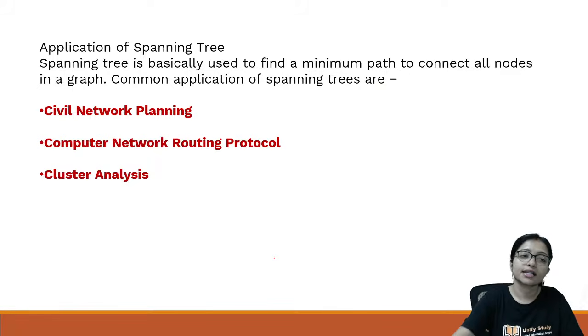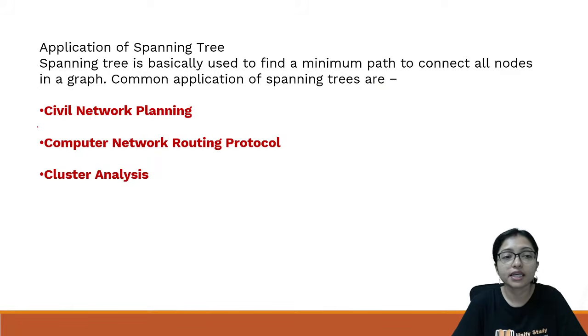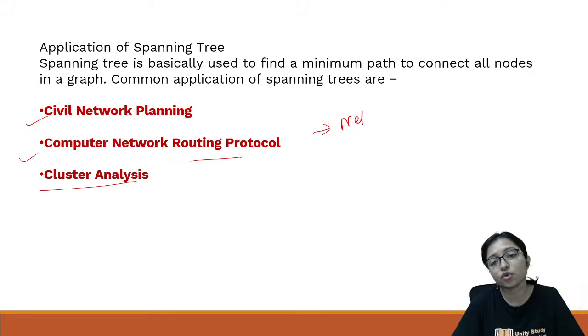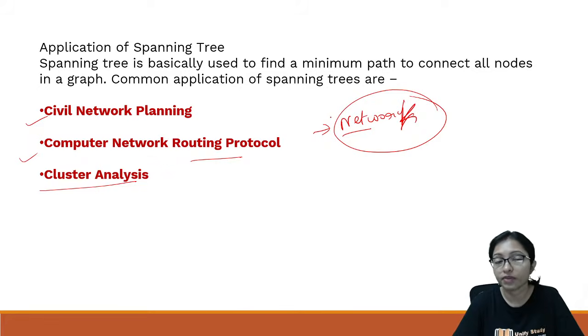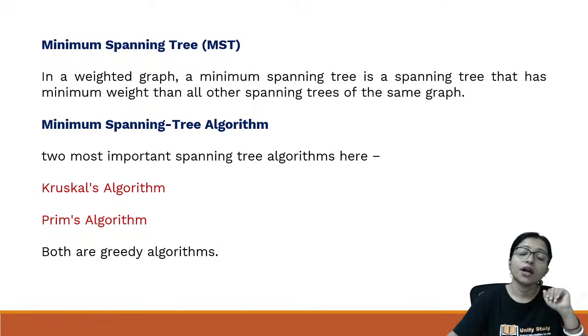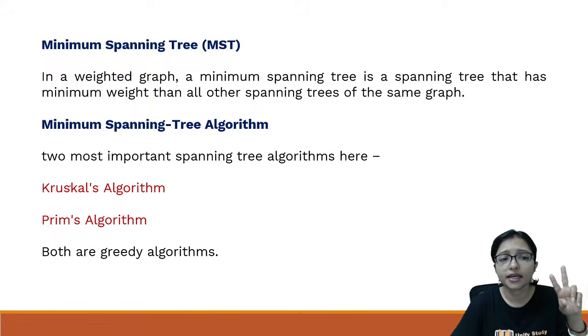Clear? Yes. Now where are we using it? That is in civil networking for routing protocols and cluster analysis. Graph is very much related to network. Ultimately, the graph concept we are using in networks also. Now we are going to learn two algorithms, that is Kruskal's and Prim's.